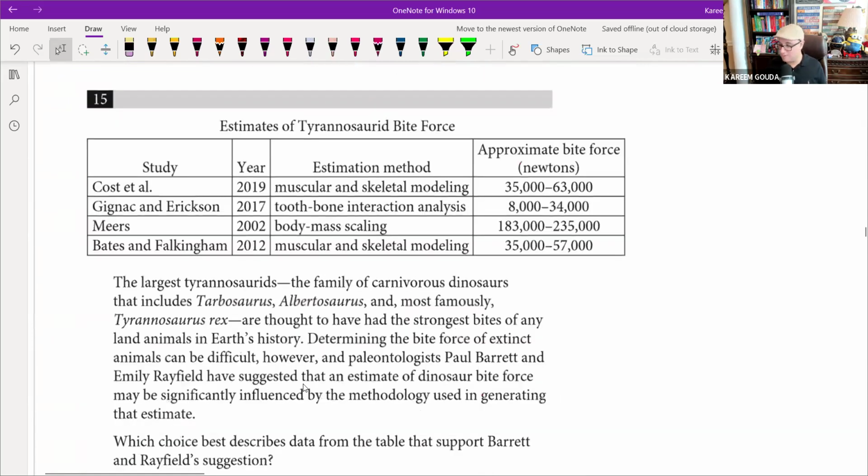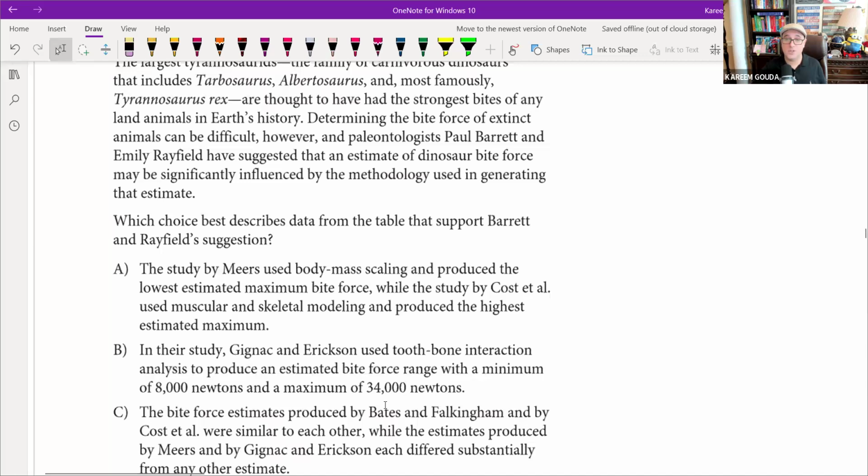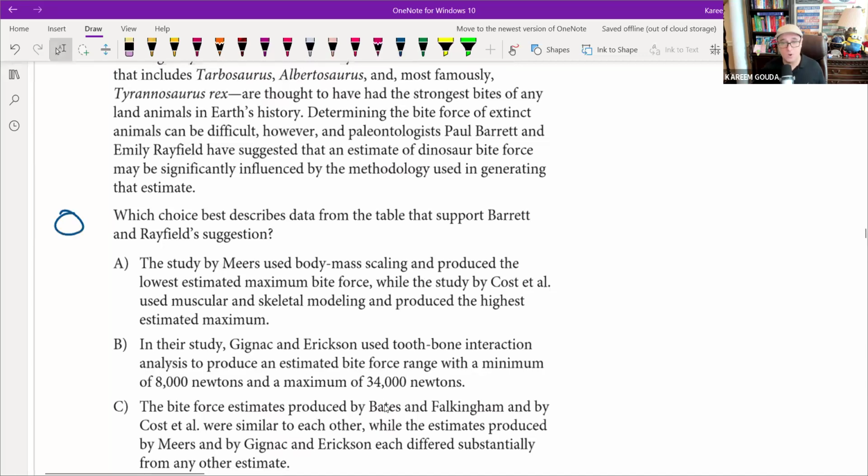All right, guys, let's do number 15. Again, another graph question. So number 15, people, test number 8, module number 2. This is a graph question, graphic, infographic, table, call it whatever you want. First thing we do when we see a question like this, we always go to the question. Always, always, always. Which choice best describes data from the table that support Barrett and Rayfield's suggestion? Now, most of the time, if you just find Barrett and Rayfield's suggestion in the text, you can take this as your citation and work right away without reading everything. So I'll try to do this and see if it works today.